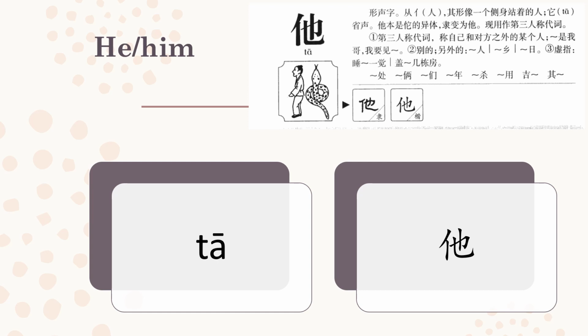The male 他 has the left part of a person, right? And you can also look at the picture. A man is standing against a snake. Quite similar to the female 她, but be careful about the writing.